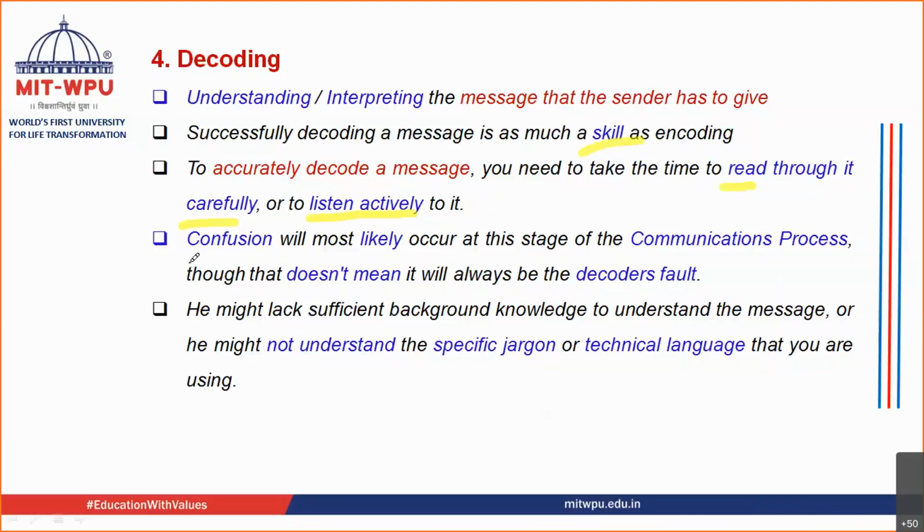Now, confusion is very likely to happen. In the communication process, if the decoding is very faulty, if the decoding is not done properly, then there is going to be confusion in the communication. You may say something, he is going to understand something else, and he may pass it on to the other person.